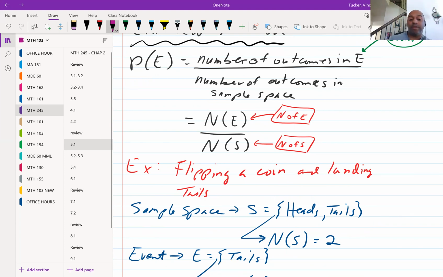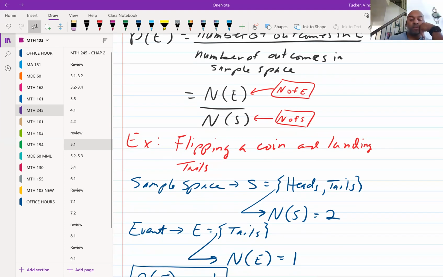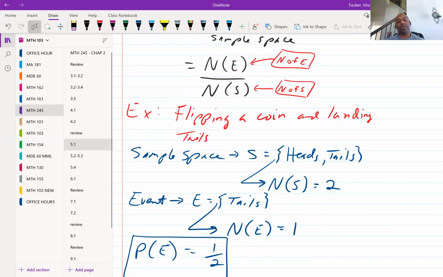Then you establish your event. How many outcomes do you have in your event? In this case, it's just tails. There's only one way to get tails, so that's the number of our event. Once you do that, find the probability: place the number of the event over the number of your sample space. And that's a 50% chance, 1/2. I know most of you already know that, but that's how you do the process, the mathematical or statistical way of finding it out.